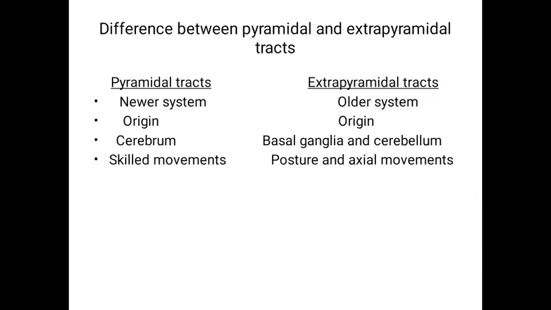Pyramidal tracts are involved mainly in skilled voluntary movements of the hand and fingers, whereas extrapyramidal controls posture and axial movements. The lesion of the pyramidal tract causes decrease in muscle tone, while a lesion of the extrapyramidal causes spasticity or rigidity. This is the difference you need to know, very important from the viva point of view. So this is our short answer: the difference between the pyramidal tract and the extrapyramidal tract.